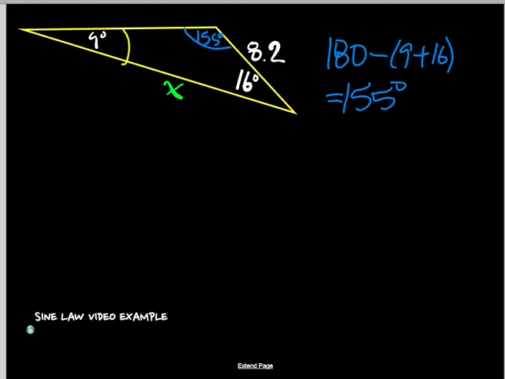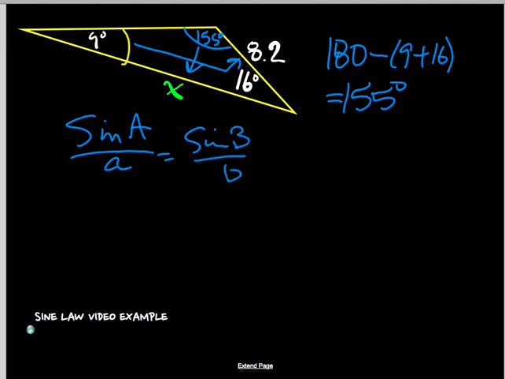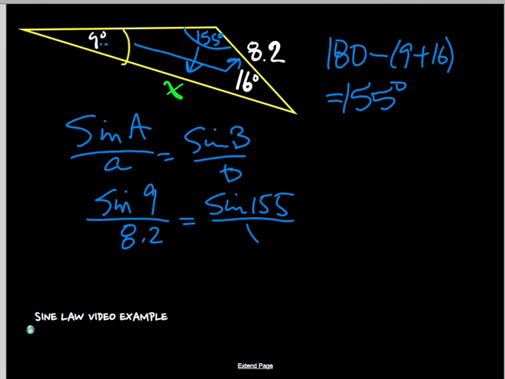Now that I've got two opposite partners, I've got this opposite partner here, and that angle on that side there, I can set up the ratio. The formula states that sine A over A equals sine B over B. It doesn't matter which one's A or B or C because this triangle is not labeled. So what I know is that this angle here, sine of 9 over its opposite partner, 8.2, is going to give me the exact same answer as the sine of 155 over x.